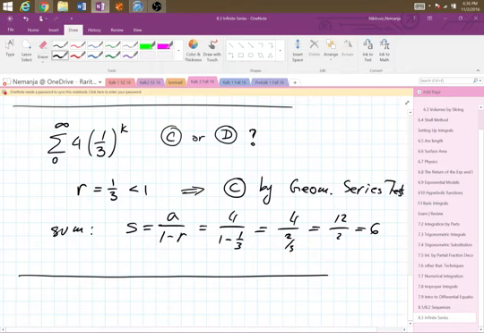We know that if it's divergent, it adds to infinity. There is no need to do anything else. Divergent means all of the terms are adding to infinity.